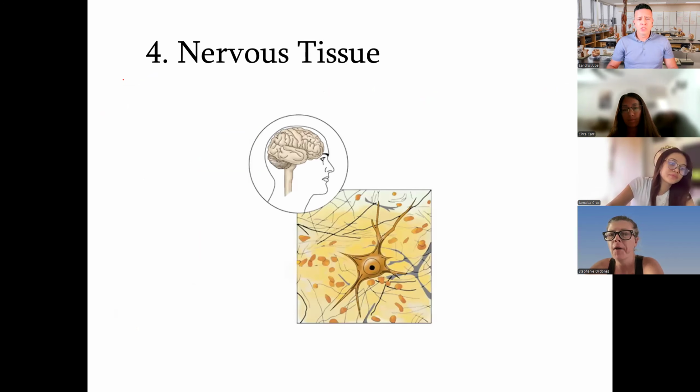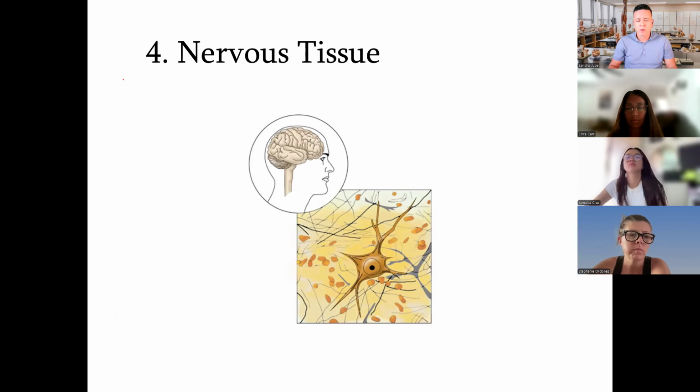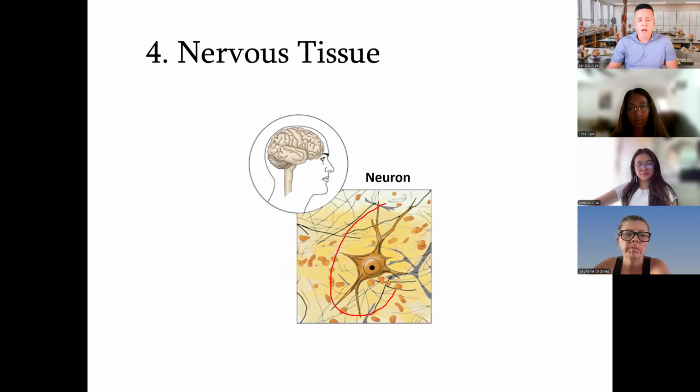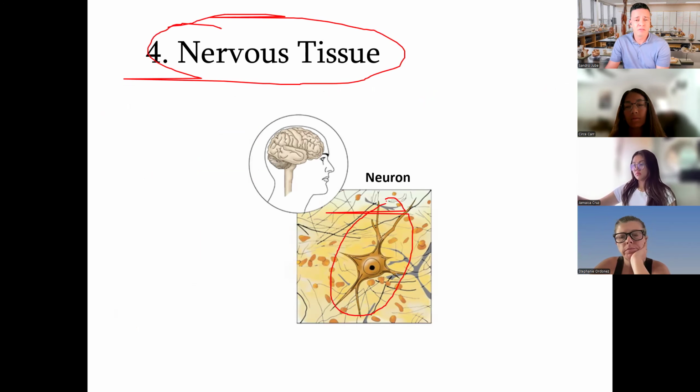Now, the only thing you need to know at this moment about the nervous tissue is that nervous tissue is made mostly, not only, but mostly of a type of cell called a neuron. Do not confuse the cell, the neuron, with the tissue. The tissue is called the nervous. The cell that is most abundant in the nervous tissue is the neuron.